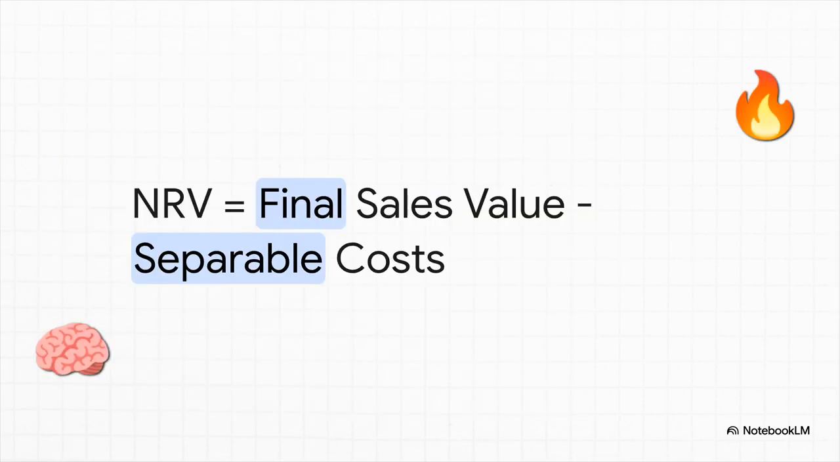This is the formula. Screenshot this, write it on a sticky note, and put it on your mirror. I don't care what you do, just burn this into your brain. Net realizable value equals final sales value minus separable costs. It looks simple, but this little equation is the engine for this entire process.